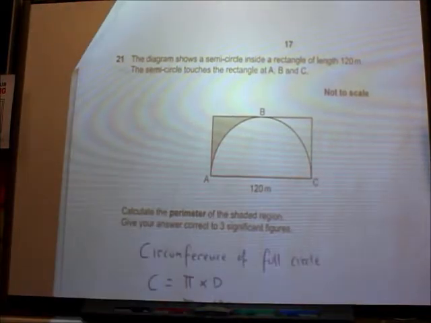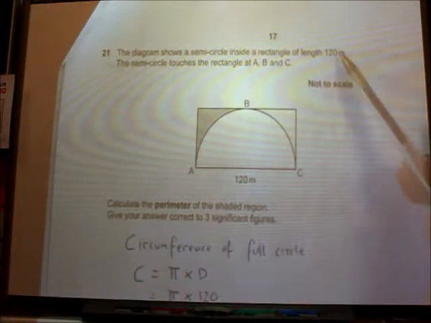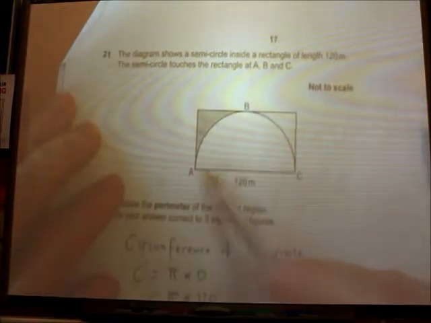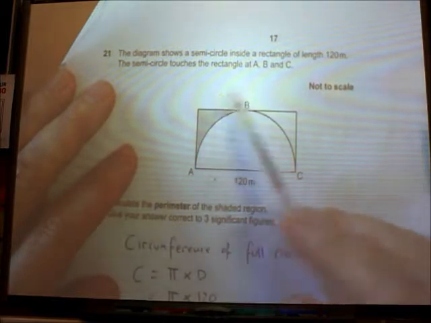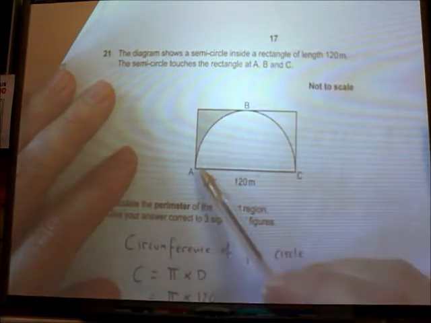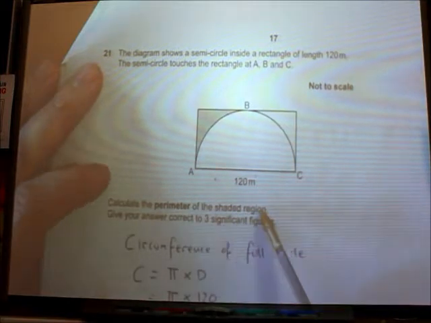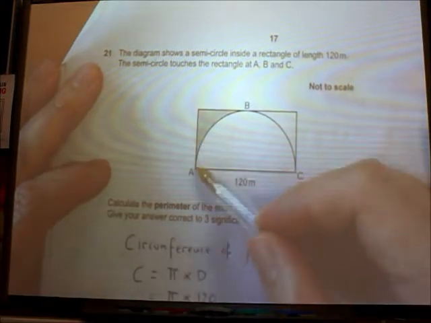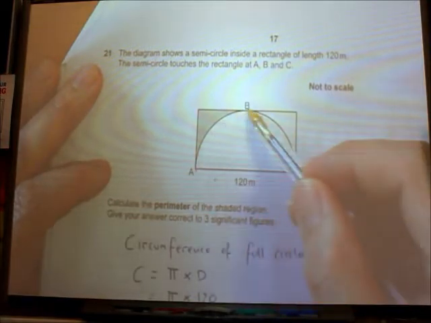Question 21. The diagram shows a semicircle inside a rectangle of length 120 meters. So that's 120 along there. The semicircle touches the rectangle at A, B and C. What that is just telling you is it's hitting the edges. Calculate the perimeter of the shaded region. So it wants to know that length, add that length, add that length there.